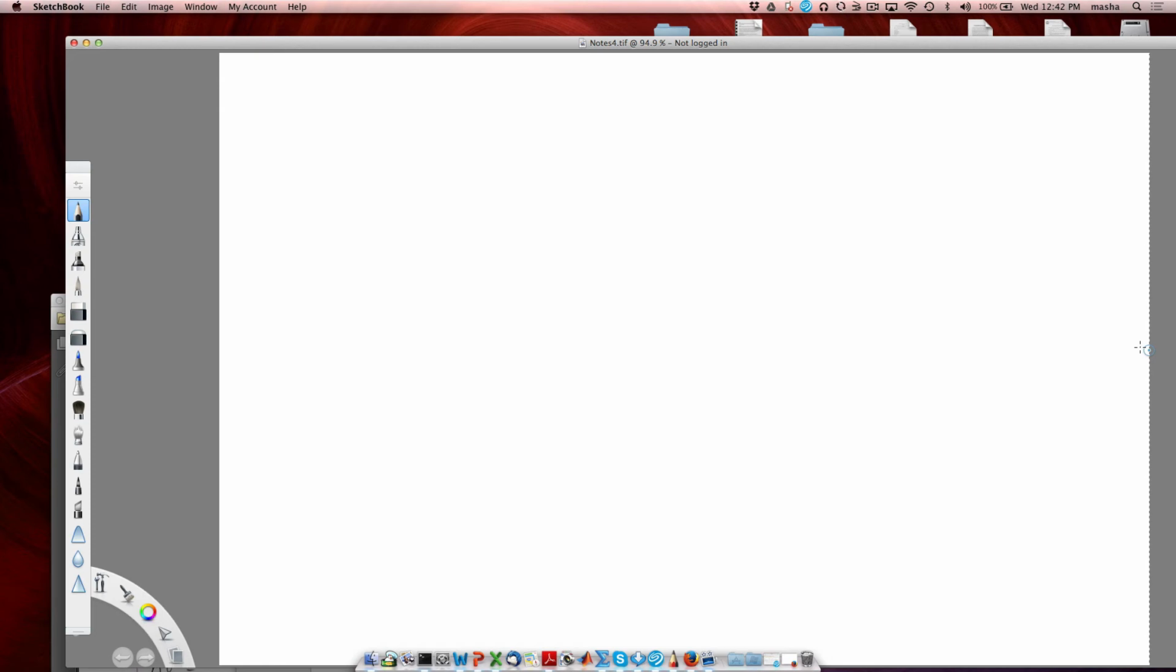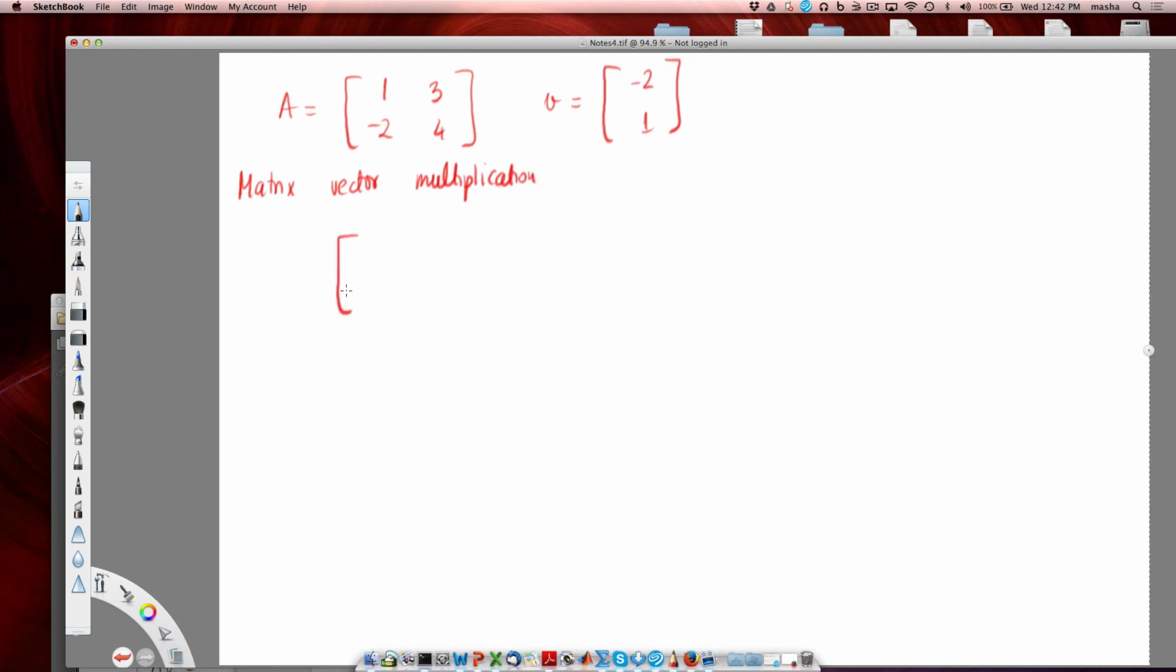So if I had A, I will remind myself, my A was [1, 3; -2, 4]. And I had a vector V, which is [-2, 1]. Then multiplication, so this is matrix vector multiplication, would proceed as follows.